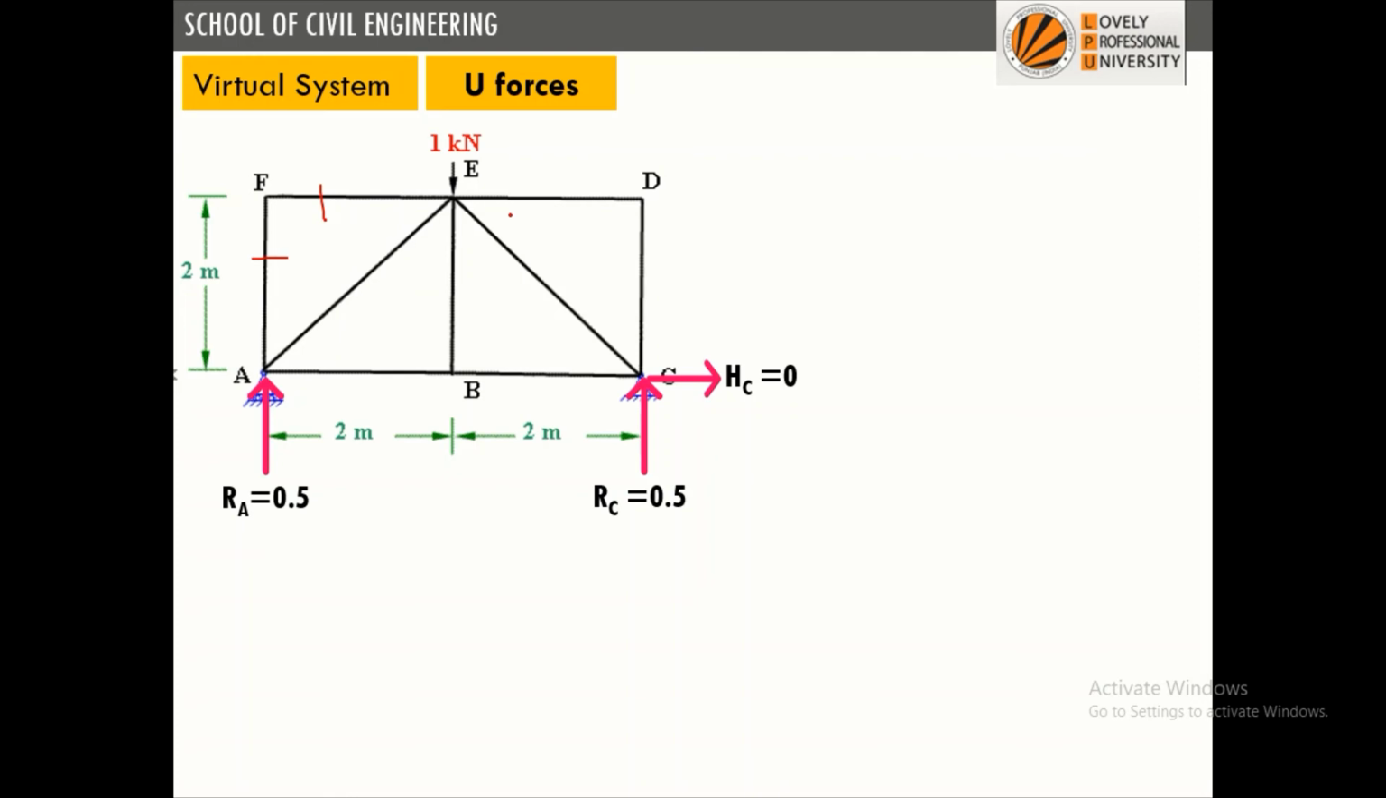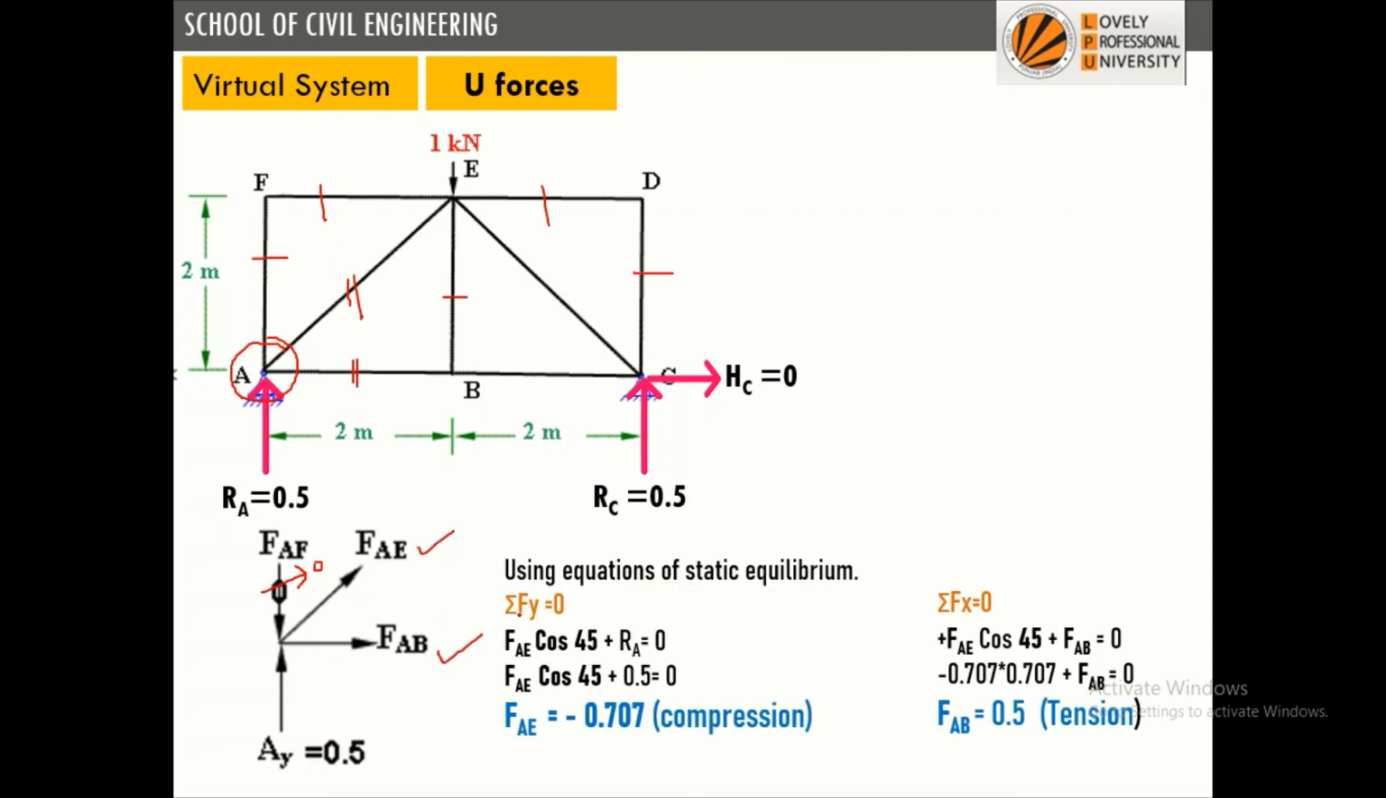So these forces are already known to us, that these forces are 0, these forces are 0. Now we want to find these values. So we will consider the equilibrium of joint A. This is the force diagram for joint A. FAF is already 0, so we are left with two forces. We'll use the equations of equilibrium. This angle is 45 degrees. So for sigma Fy equal to 0, we can write FAE cos 45 plus RA, both are going upward, so both values are taken as positive, is equal to 0.